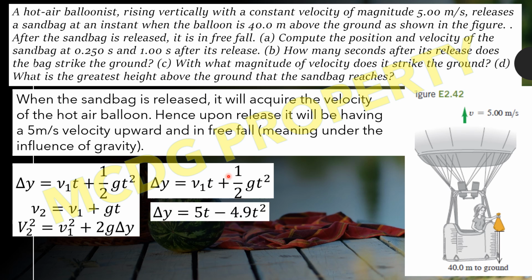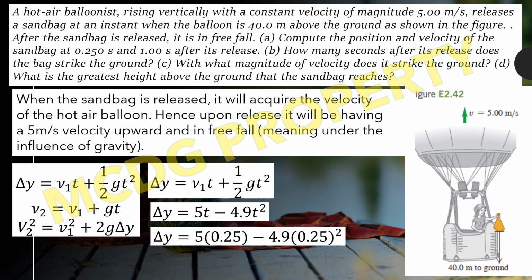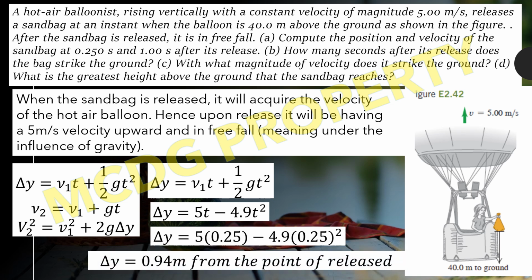Substituting the given information, delta y is equal to 5t, the initial velocity of the sandbag, minus 4.9 t squared. 4.9 comes from 1/2 times g. So solving for delta y at 0.25 seconds, delta y is 0.94 meters from the point of release, or the point when the hot air balloon released the sandbag.